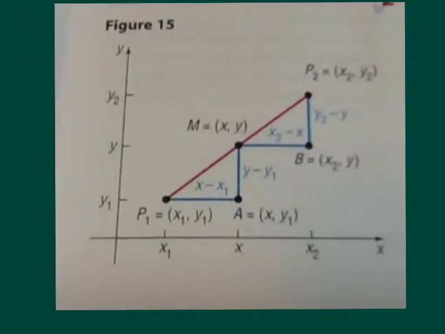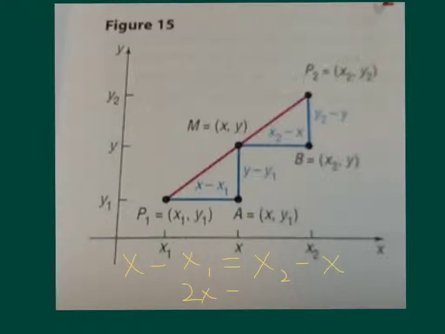Now, what do you do if you need to find the midpoint of a certain line segment? This is where the midpoint formula comes in. In order for a point to be the midpoint, the vertical length and the horizontal length of the two segments must be the same, which means that x minus x sub 1 and x sub 2 minus x must be the same. So if you were to set those two equal to each other, x minus x sub 1 equals x sub 2 minus x.